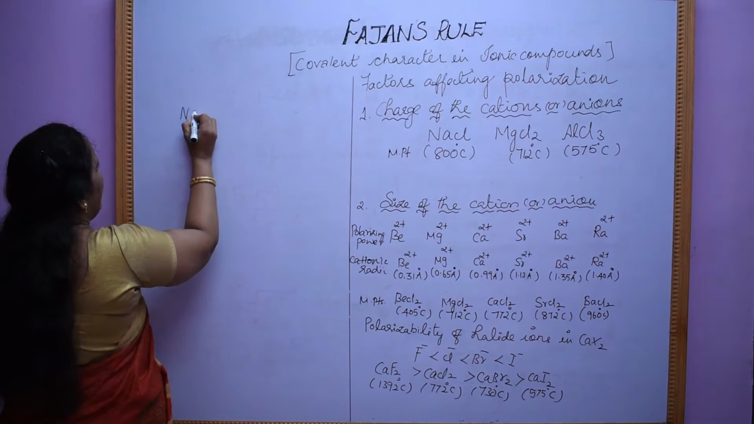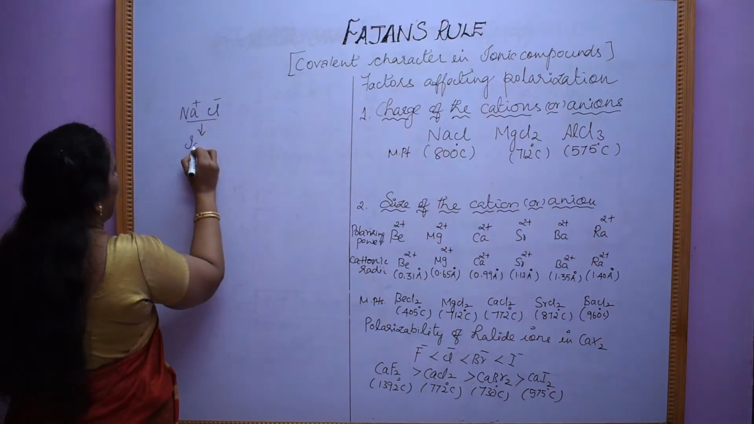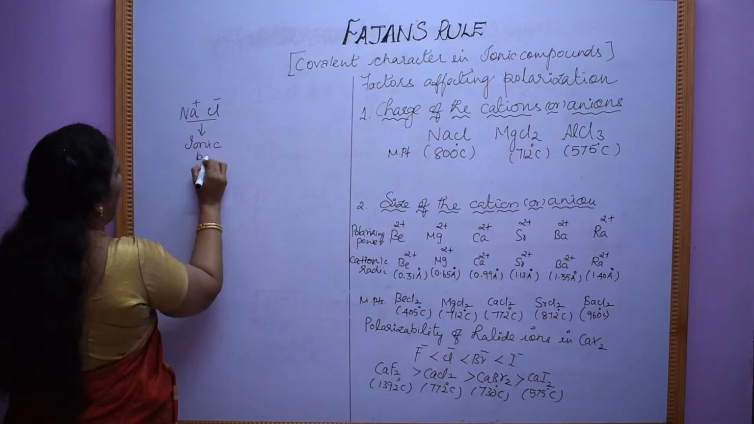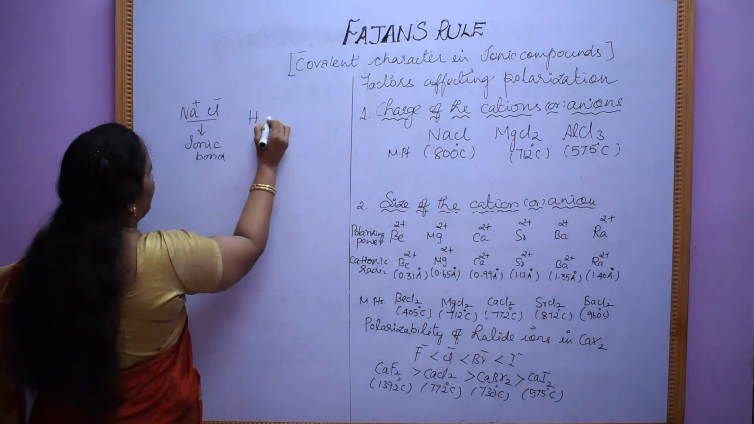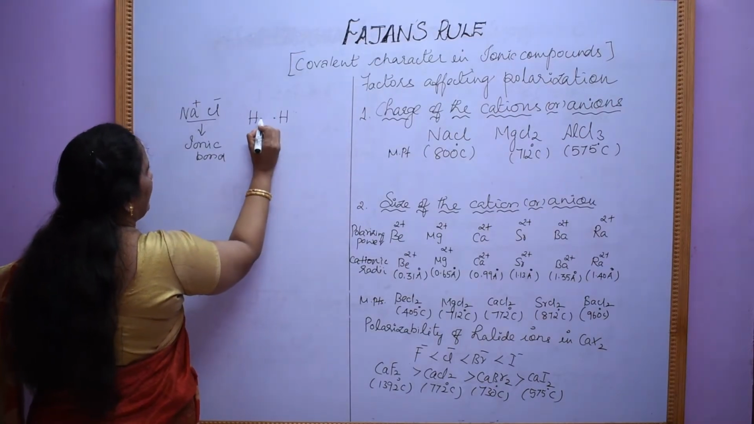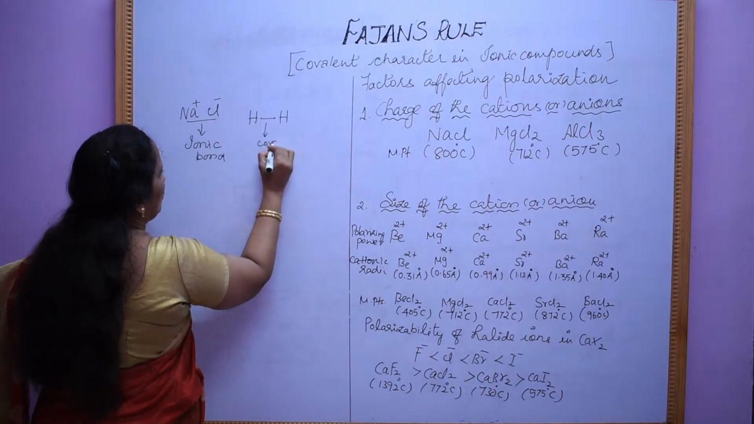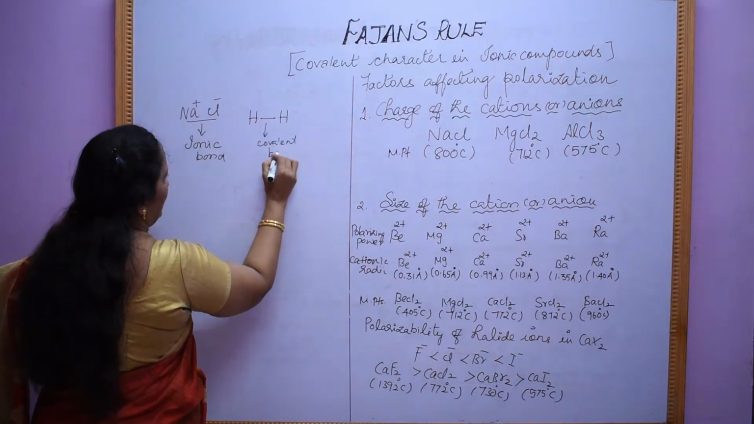So you have Na+ and Cl-. Here we say the bond between them is an ionic bond. When you take hydrogen atoms, this hydrogen will give one electron and this will give one electron, and there is a mutual sharing of electrons. This is called the covalent bond.